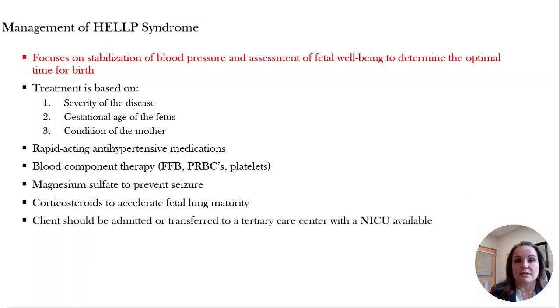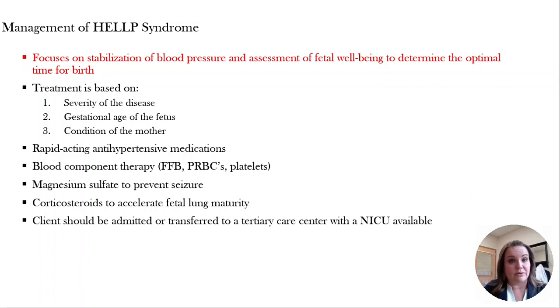Management focuses on stabilization of blood pressure and assessment of fetal well-being to determine when we need to deliver. Patients with HELLP syndrome will deliver soon. It just is a matter of how soon. So that will be determined based on the severity of the disease. So how high are the blood pressures? Can we manage them with medication? How bad are her labs? What's the gestational age? Do we have time to wait? Or is this baby mature enough that it will do fine outside of the uterus? And in that case, we would just deliver right away. And how sick is mom?